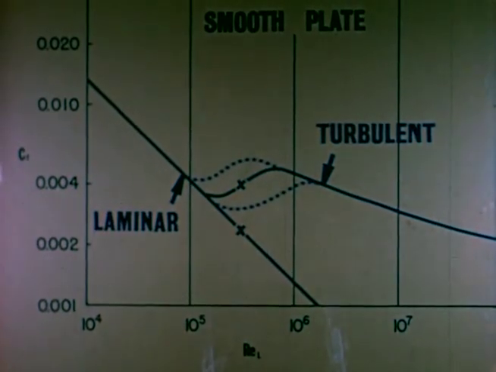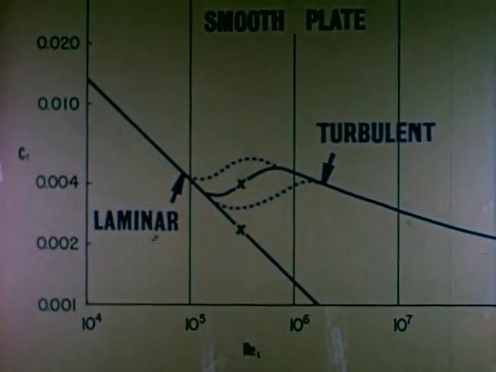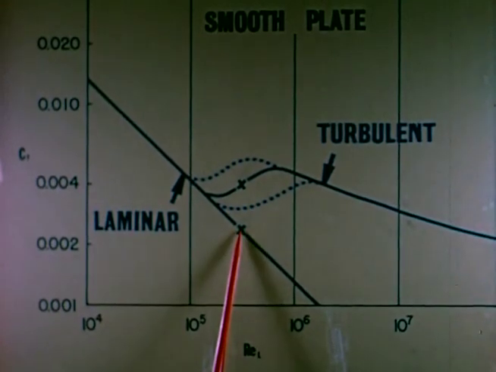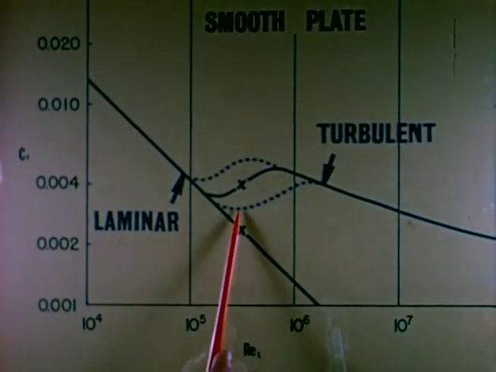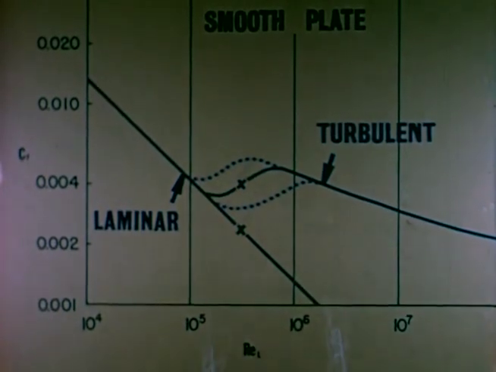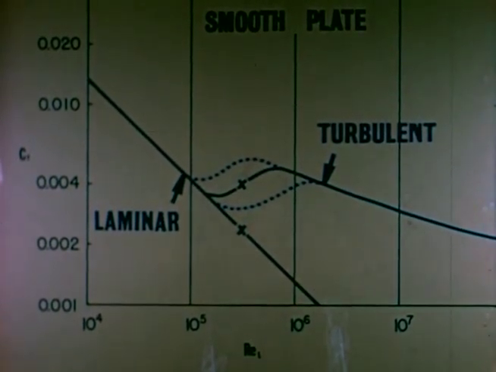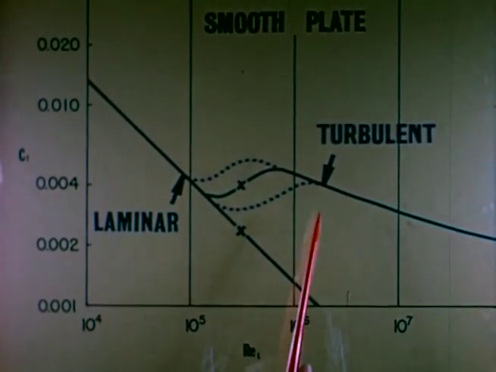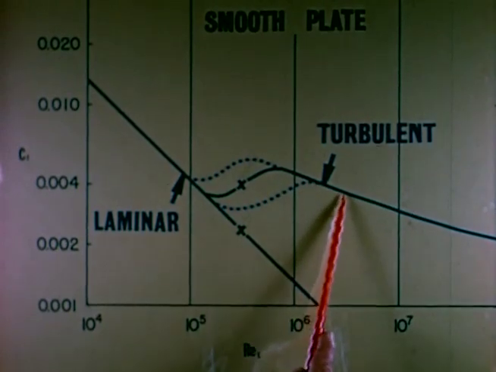Because transition depends on the disturbances that are present, there may be more than one value of the skin friction coefficient for a given Reynolds number. However, when transition occurs near the leading edge of a long plate, friction of the laminar part is negligible compared to that of the turbulent part, and there is a unique relationship between skin friction coefficient and Reynolds number.